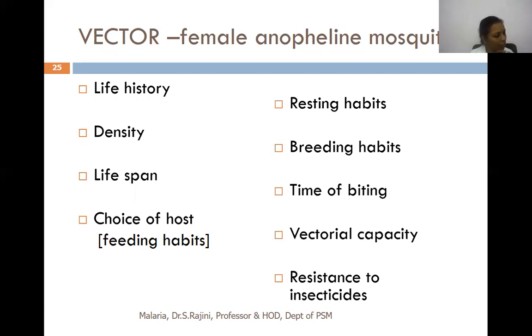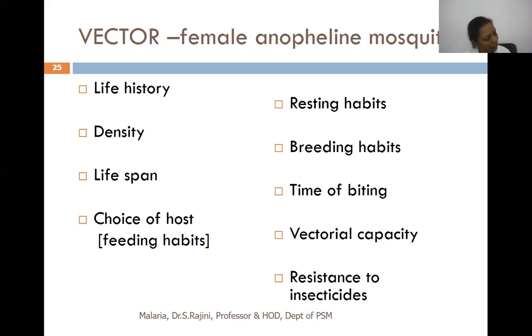So, density should be more for the vectors to transmit the infection. So, adequate density near the human habitation. So, then only they can transmit the infection.